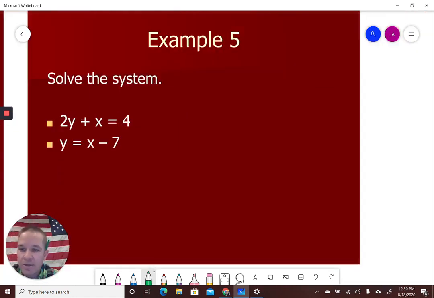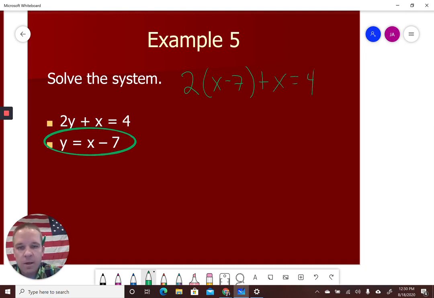All right, I see a nice opportunity for some substitution here. That bottom equation is already solved for y. Let's use that to our advantage. So I'm going to have 2 parentheses x minus 7 plus x equals 4. So I'm going to distribute my 2 in, and I'll get 2x minus 14 plus x equals 4.